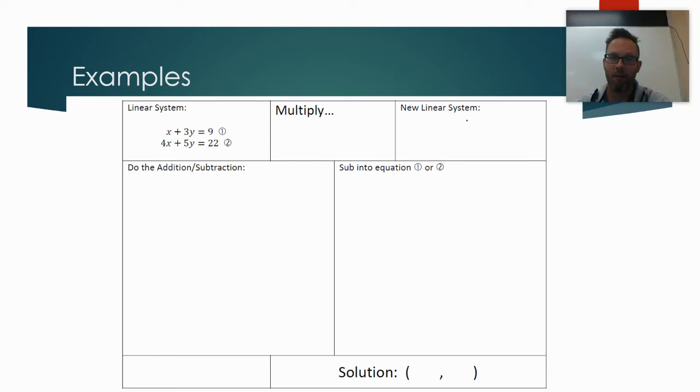If you recognize that you could take equation 1 and multiply it by 4 to match up the x's, good for you. The new linear system would be 4x plus 12y equals 36, everything by 4. Remember, some people forget that you have to multiply the right-hand side by 4 as well, so please don't let that be you. And we're not touching the second equation because it had the 4x that we wanted.